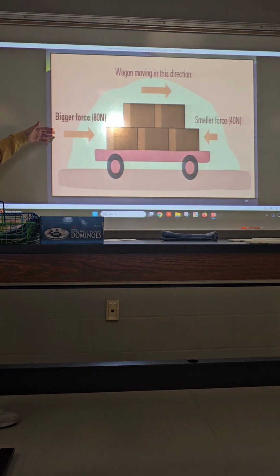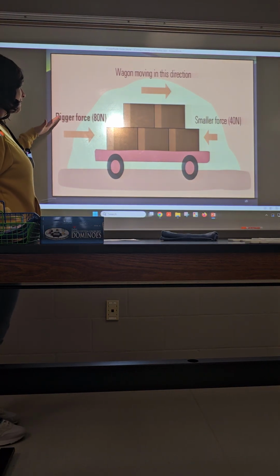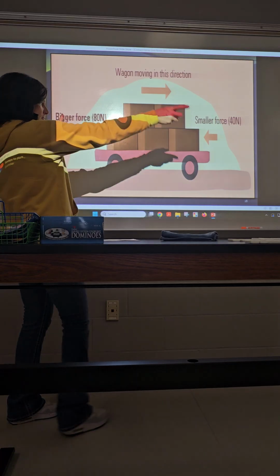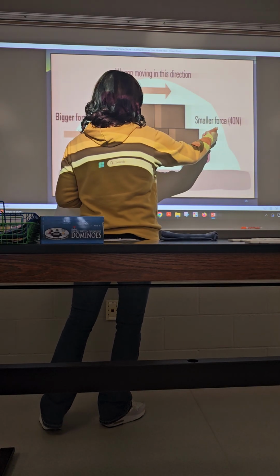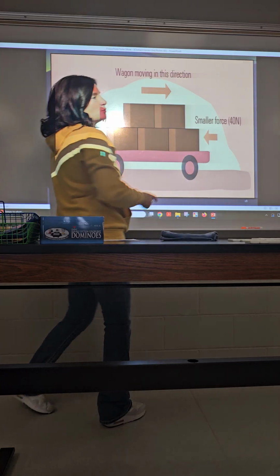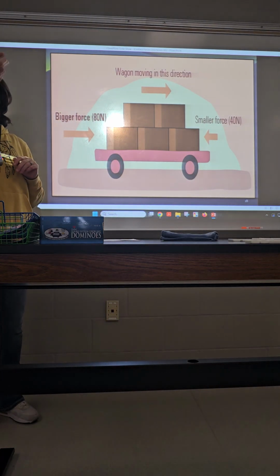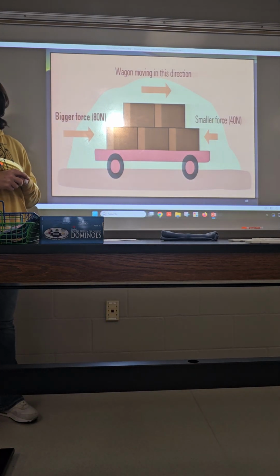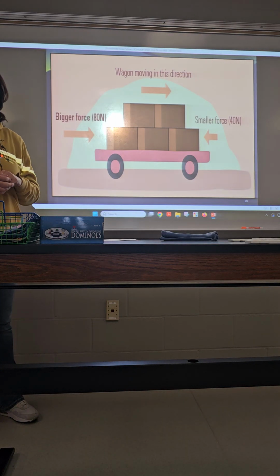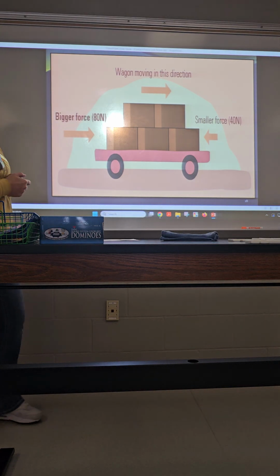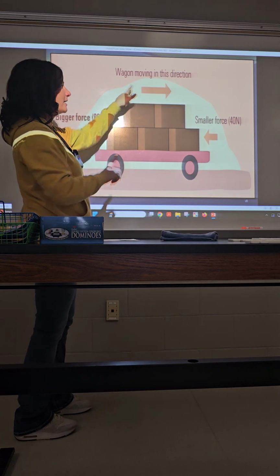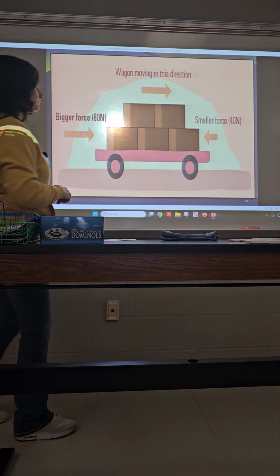So, again, always looking at the vector arrows. 80 newtons of force is applying to the right, and that's the applied force. And then the smaller force, what do you think this force is that's working against the motion? What would we call that, Andrew? Yep, it's probably drag or some kind of friction. Good. Right? And it says that the wagon is moving in this direction.